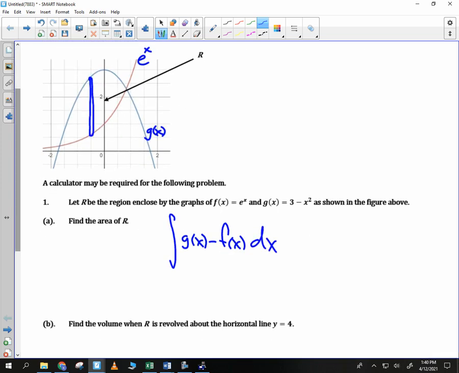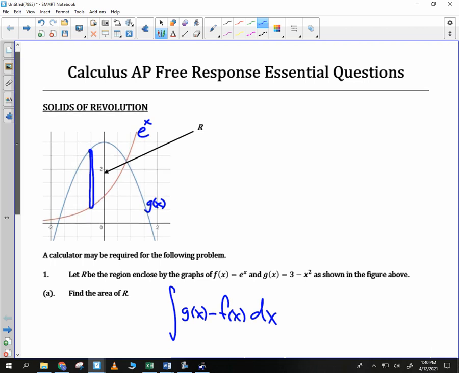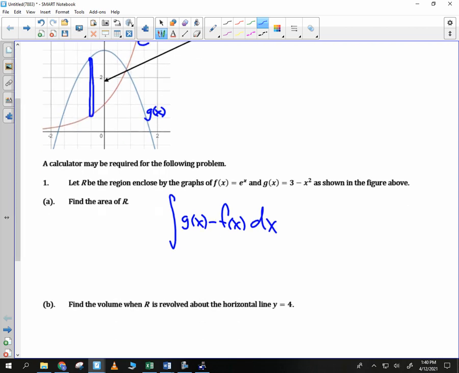When I say essential questions, I'm saying that these are ones where if I see you get them on the AP exam, I expect everybody to get them right. And I expect that if everybody saw this on a test that I'm going to give to you, everybody knows how to do this. Okay, so what am I missing?